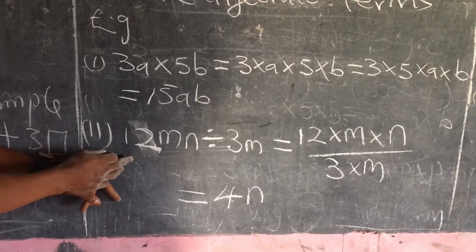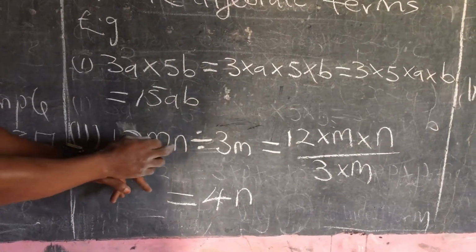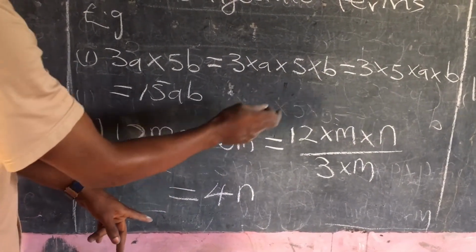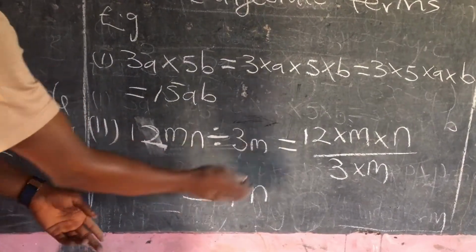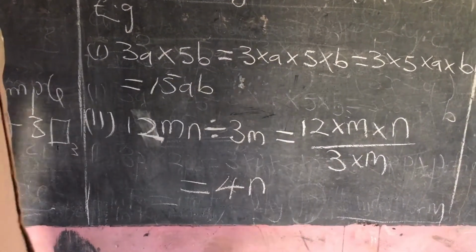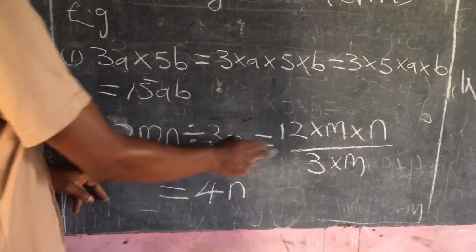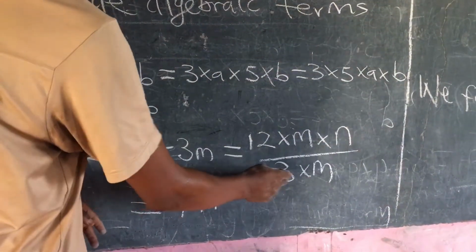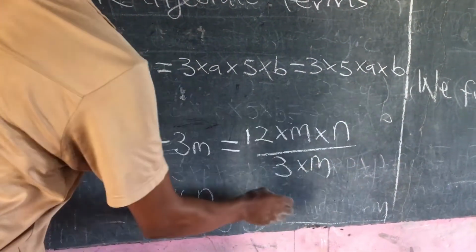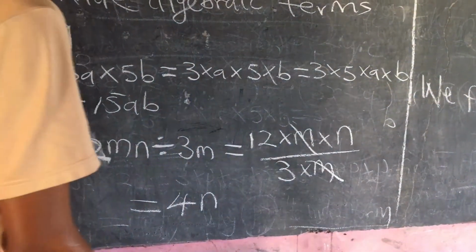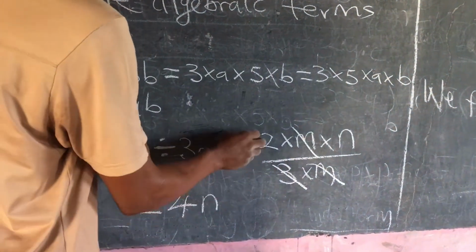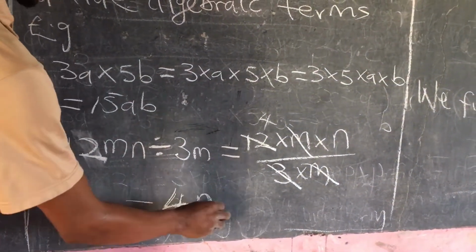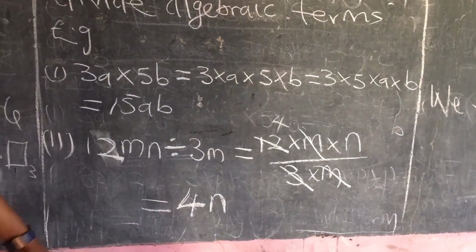Now here we want to divide. We have 12mn divided by 3m. Another way we write this is 12 times m times n over 3 times m. So in this place, this one will cancel this one, right? And then 3 will cancel this one, and 3 inside 12 is 4. So we get 4n. And that is the division.